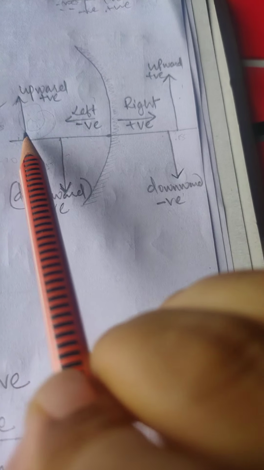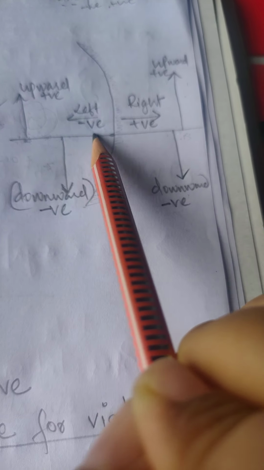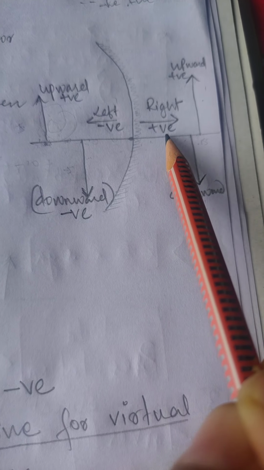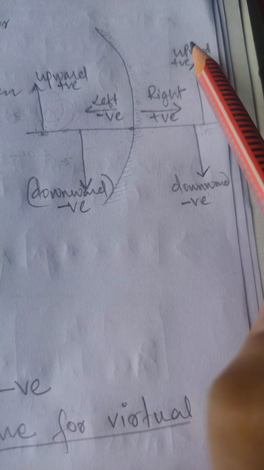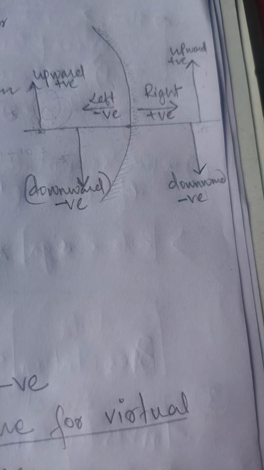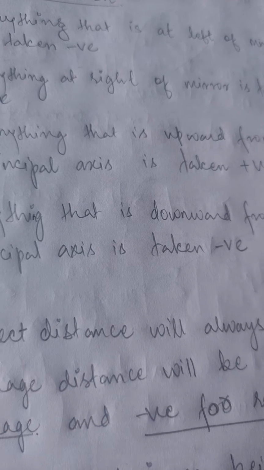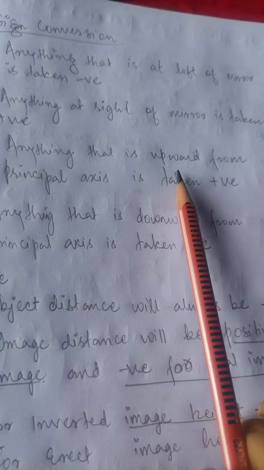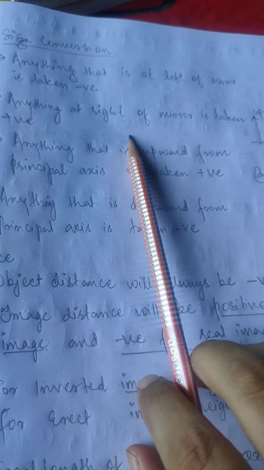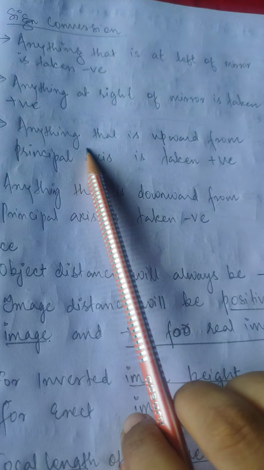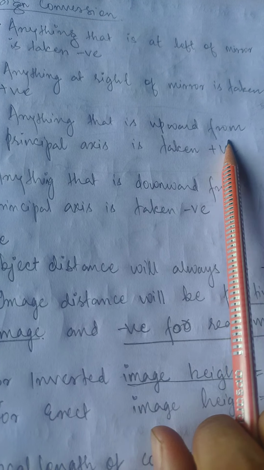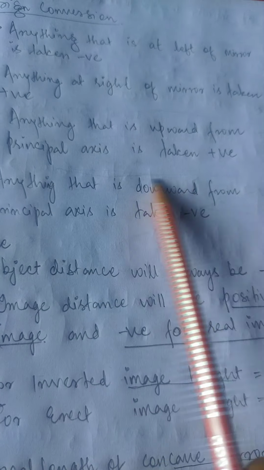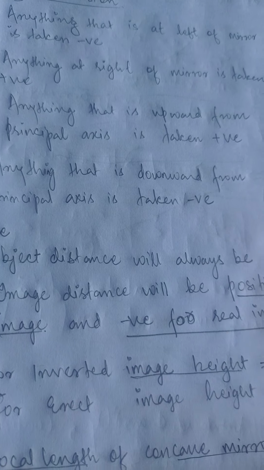If anything is lying out here, on the left side at this point, then that is negative, and anything lying on this line is positive. If anything is lying upward, that means positive. If anything is lying downward, that means negative. Now I think you got everything. Anything at the right of the mirror is taken positive, anything upward from the principal axis, perpendicular to it, is taken positive, and anything downward from the principal axis is taken as negative.